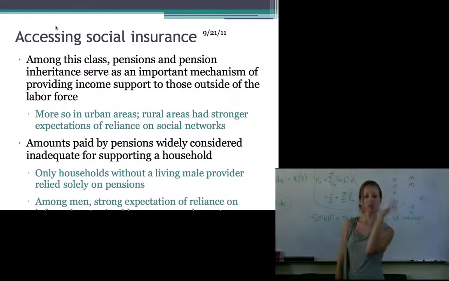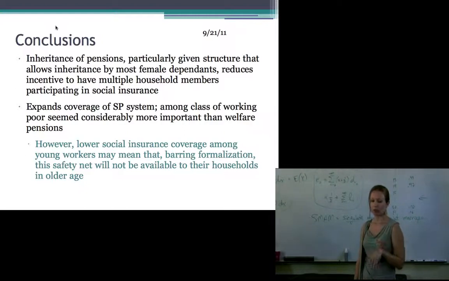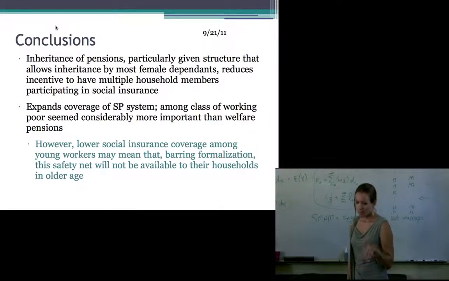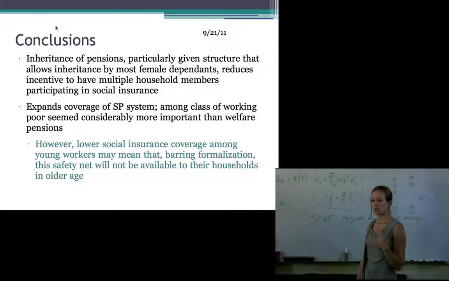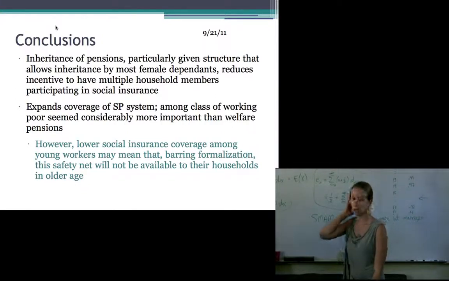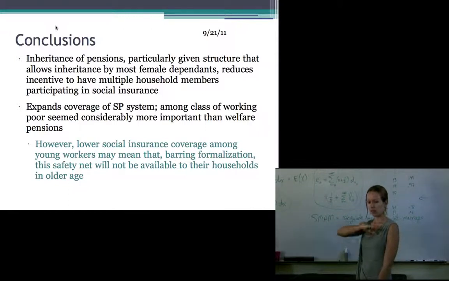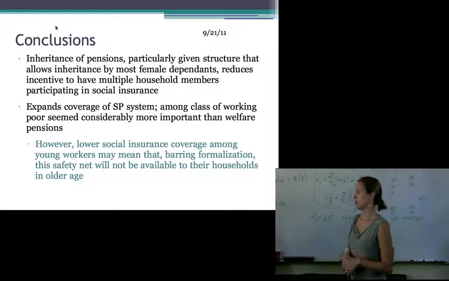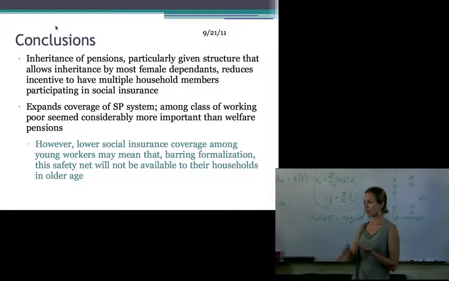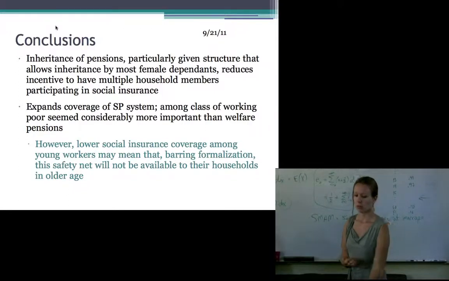So the main conclusions, the issue of pensions and providing coverage. Among this class, the inheritance of pensions seems quite a bit more important and significant in terms of supporting households than the actual welfare pensions that come from the Ministry of Social Affairs, that $123 a month that I was talking about. And the idea that pensions will be able to be shared in old age was very prevalent, and that's how a lot of people thought about how they'd support themselves. But the young generation basically are in households in which nobody has access to social insurance. So there are benefits that can be shared, and you sort of need one member in, but a lot of these younger households just didn't have a member in.